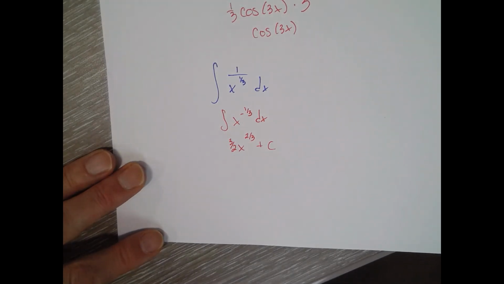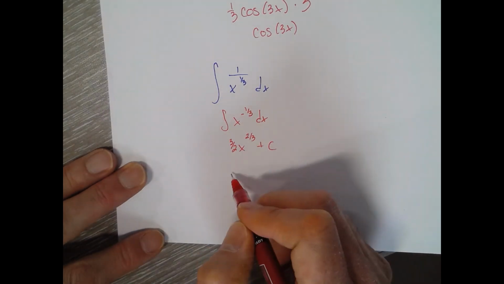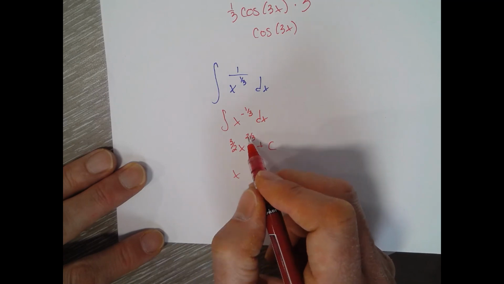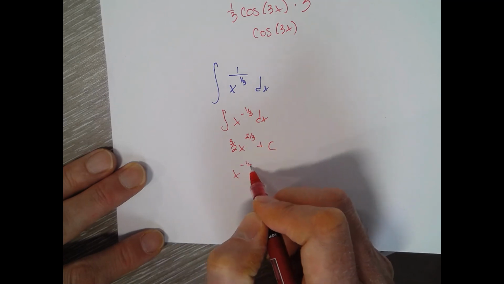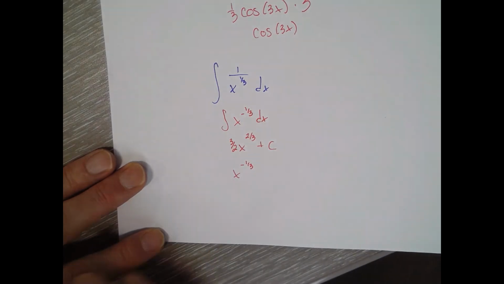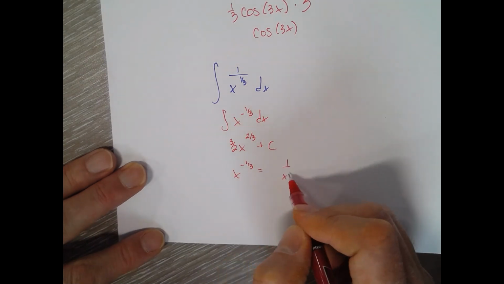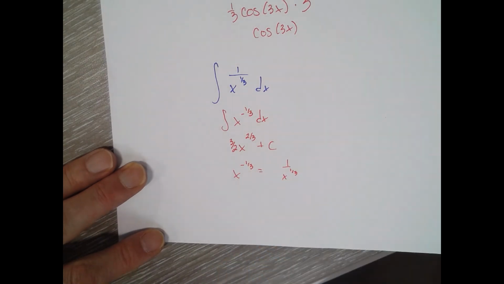So finding the derivative, 2/3 times 3/2 is just 1, times x^(-1/3). So we subtract it, so we get 1 over x^(1/3), which is what we started with.